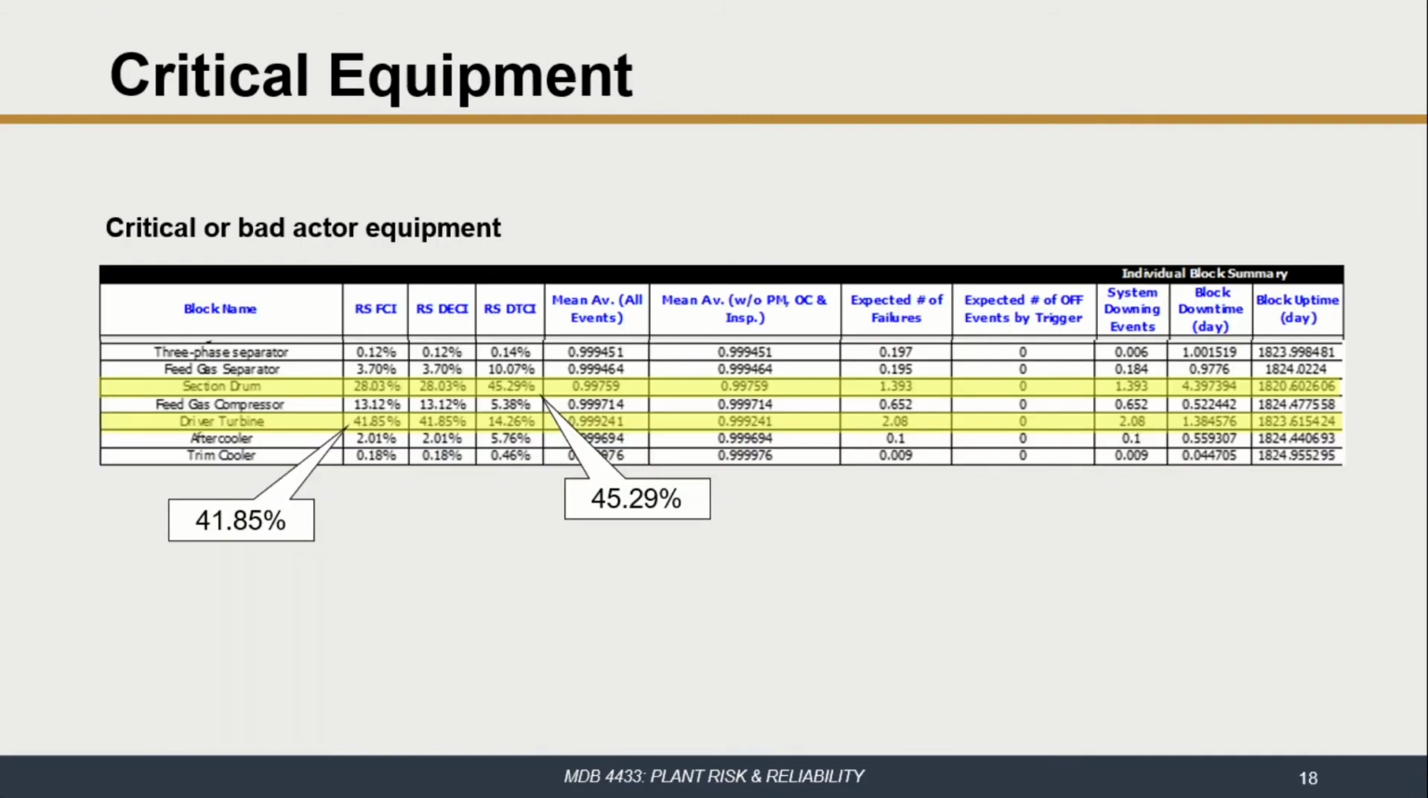The most critical equipment that can affect availability of the overall system is driver turbine with the highest RS FCI of 41.85% and suction drum with the highest RS DTCI of 45.29%.